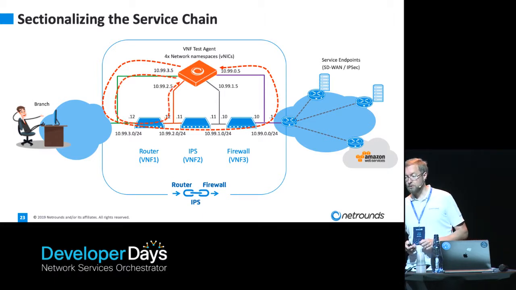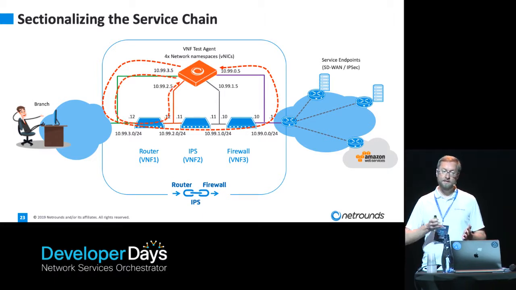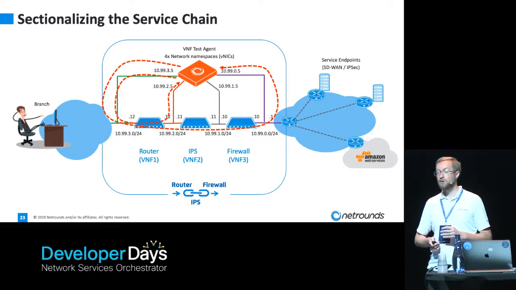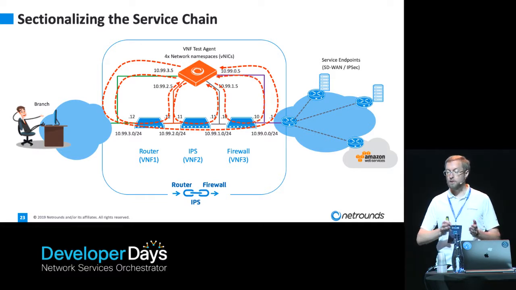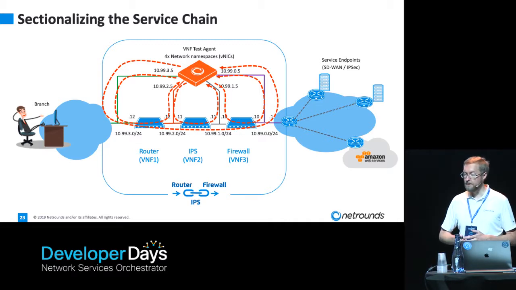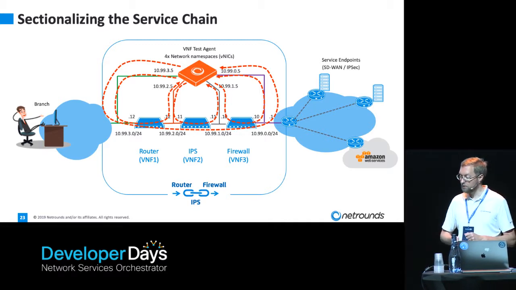But then you can also, by cleverly selecting the interface and destination IP address, only traverse a single VNF with the same kind of traffic. And by doing this one at a time, you can sectionalize what is the performance per hop in the service chain. And this is really a unique approach that provides great benefits for troubleshooting.